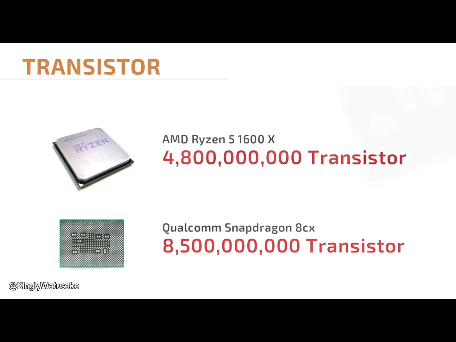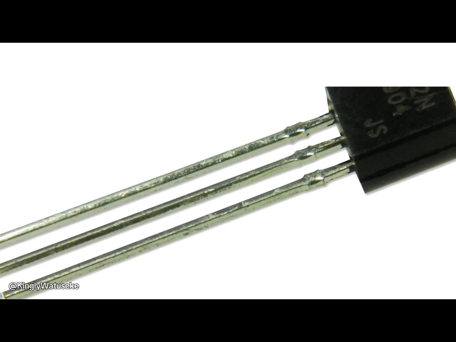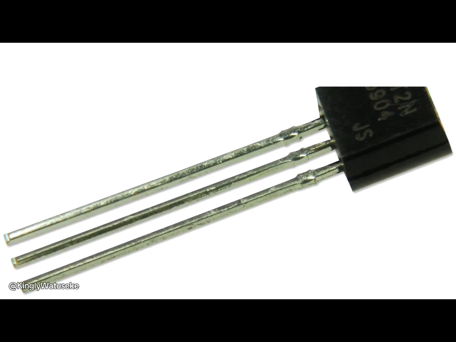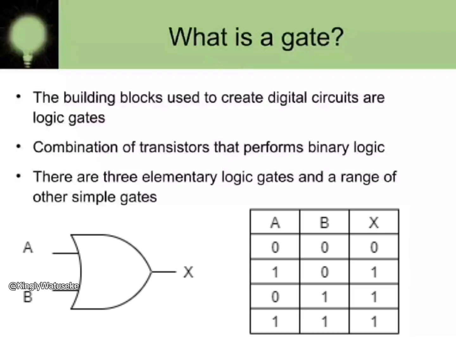Transistors may not be as simple as resistors, diodes, or capacitors. A transistor is a component that can be applied very simply and can also be very complex. What is a gate? The building blocks used to create digital circuits are logic gates, combinations of transistors that perform binary logic. There are 3 elementary logic gates and a range of other simple gates. Each gate has its own logic symbol, which allows complex functions to be represented by a logic diagram. The function of each gate can be represented by a truth table or using Boolean notation.